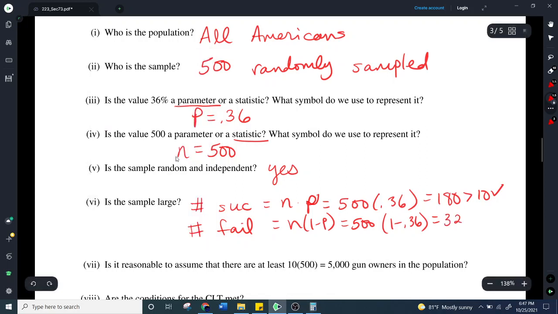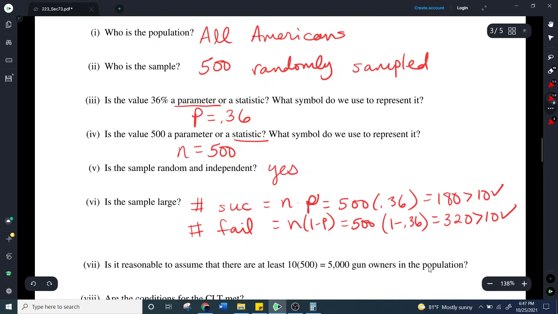Notice that that's just the rest of the sample, right? Everybody in the sample is either a success or a failure. So if 180 people we think will own a gun, that means 320 people in that sample will not own a gun. Whatever the rest of it is going to be is the expected number of failures. But there's the math, so you can see where I'm getting those numbers from.